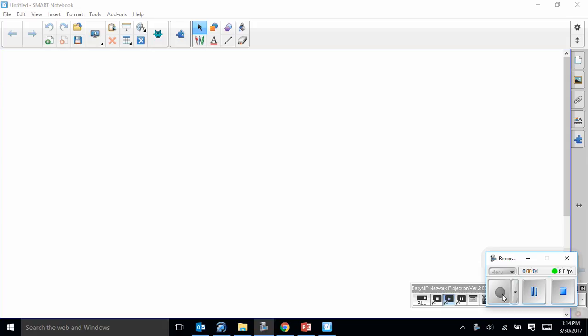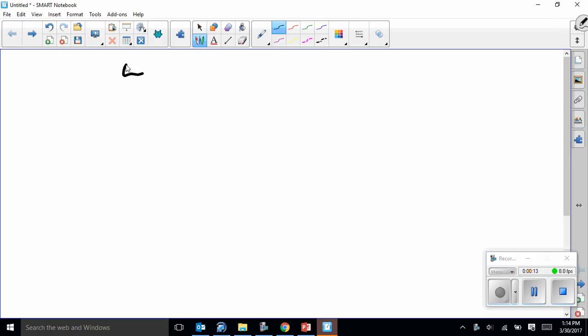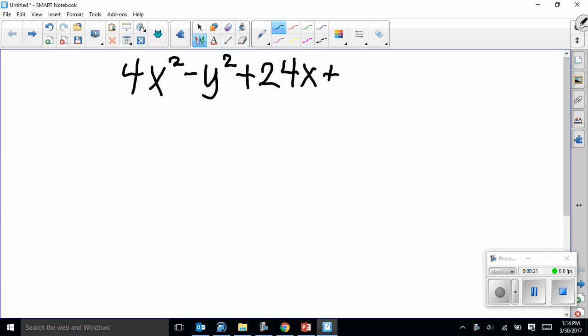So we will continue looking at hyperbolas. And so example 2, we're going to graph the hyperbola. So we'll start with this equation, 2x squared minus y squared plus 24x plus 4y equals 28.